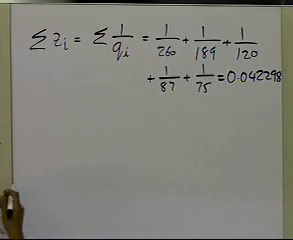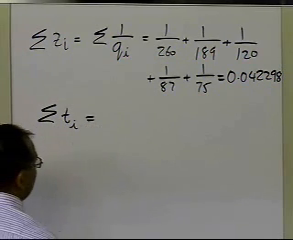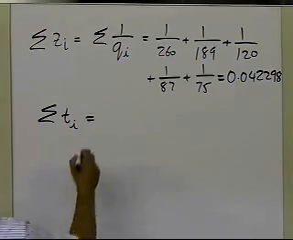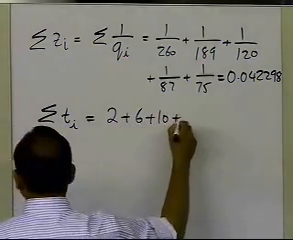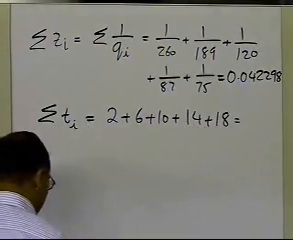So similarly, I'm going to calculate my other summation which I need. I need the summation of the ti values, just simply the summation of all the time values. So that gives me 2 plus 6 plus 10 plus 14 plus 18. That's all the t values which I have. That gives me 50.